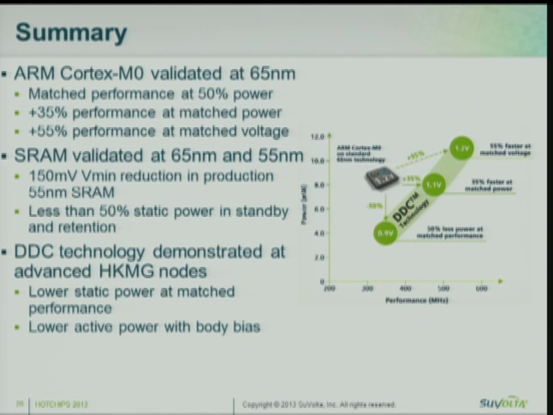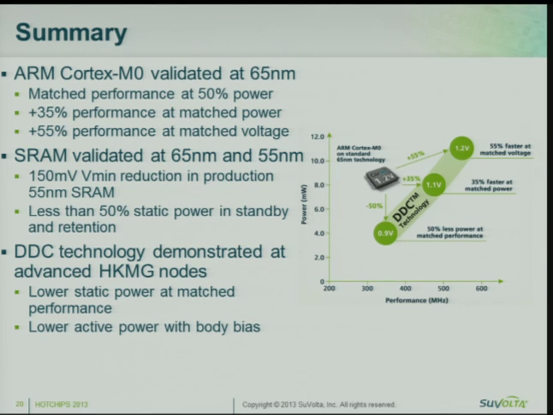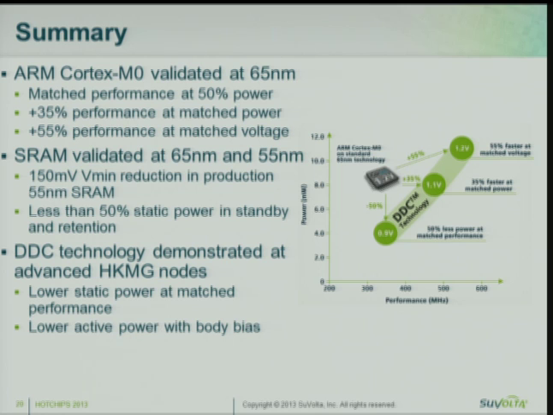So to summarize, I've shown the results for an ARM Cortex M0 CPU where we've achieved matched performance to the baseline on a GDS layout identical design at 50% power. I've looked at the results in SRAM where we've achieved a significant improvement in VDD min and less than 50% static power in standby and retention. And we've looked at some of the things that we're going to be able to do at the 28 and 20 nanometer nodes. That's what I have in my presentation. So I'm open for questions.